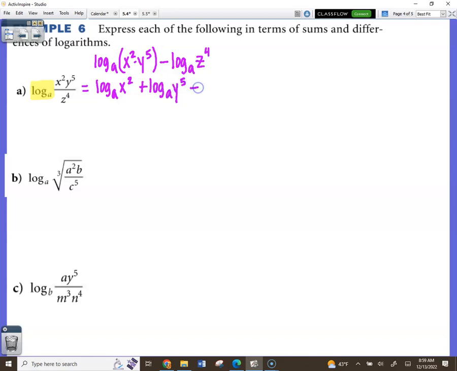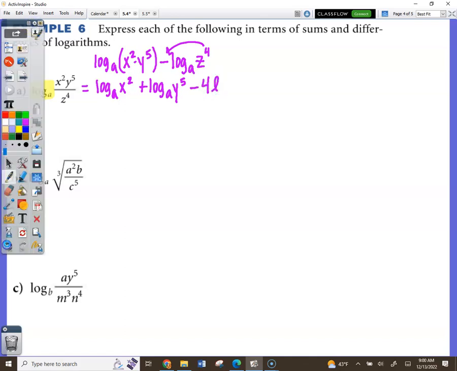Now over here we didn't do anything. We got a minus sign. What can I do with that last log? Yeah, you need to bring the 4 down to the front of that expression as a coefficient, right? So I'm going to draw an arrow, and I'm going to bring it right there to the front. So that's 4 log base A of z.